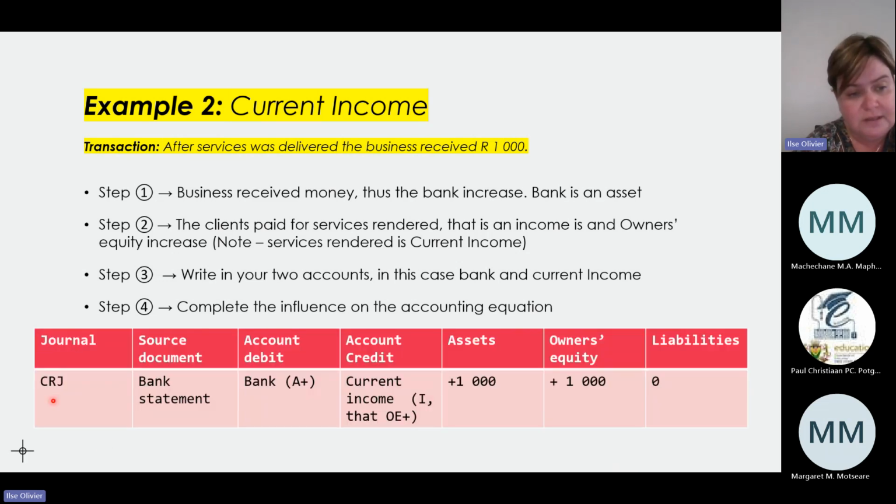So again, your journal is a CRJ. Your source document is a bank statement. If you received it at the business and it was paid into your cash register, it can also be a CRT or CRR. Bank is an asset that increases, so it is debited. Current income is an income that increases your owner's equity. For that, assets are increased, owner's equity is increased, and liabilities is zero.